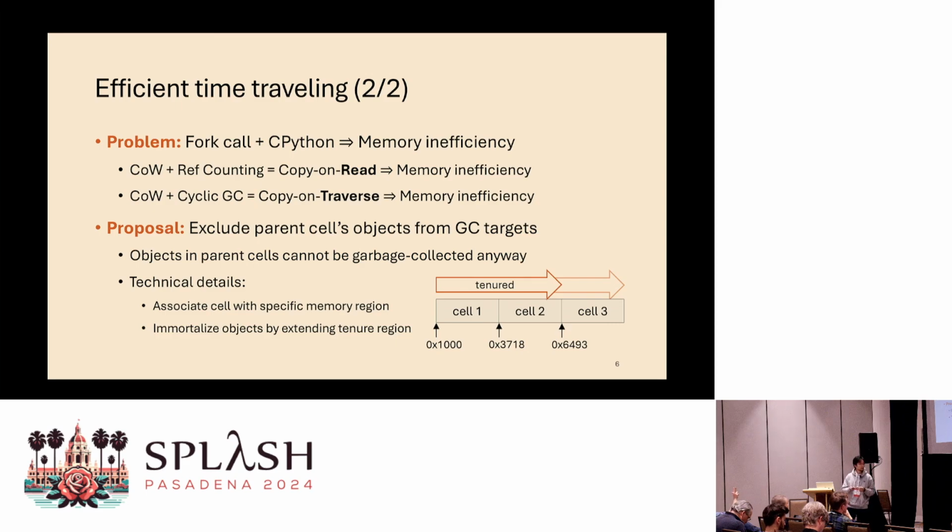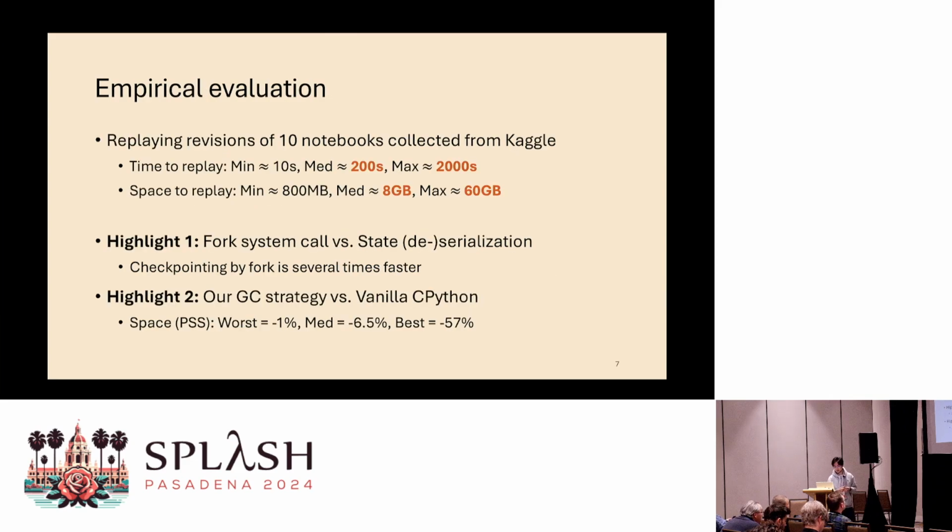To summarize, we identified the problems of mixing the fork system call and CPython, and we developed a new technique to efficiently immortalize objects and to mitigate the memory inefficiency. And I'm running out of time, so let me quickly talk about our empirical evaluation.